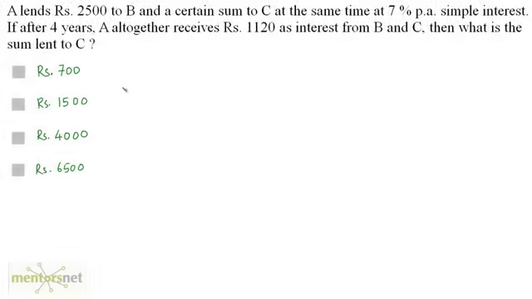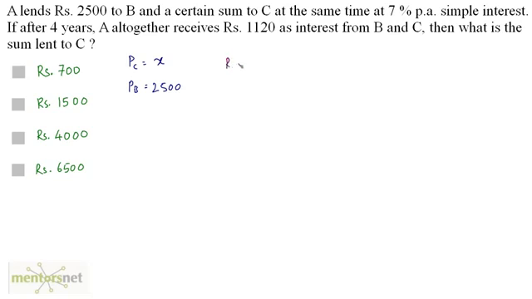A lends rupees 2,500 to B and a certain sum to C at the same time, at 7% per annum simple interest. If after 4 years A altogether receives 1120 rupees as interest, then what is the sum lent to C? Let us assume that the sum lent to C be X rupees. So the principal amount of C is X. And A lends 2500 to B, so the principal amount for B is 2500.